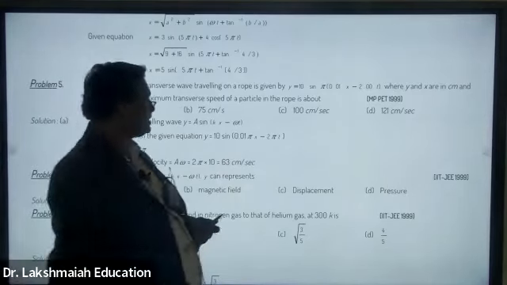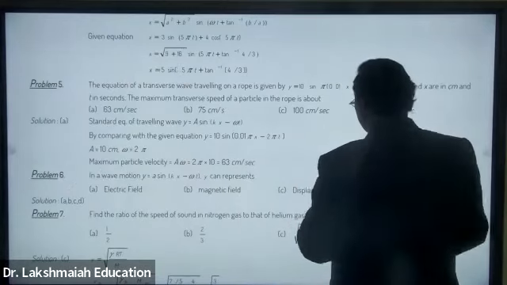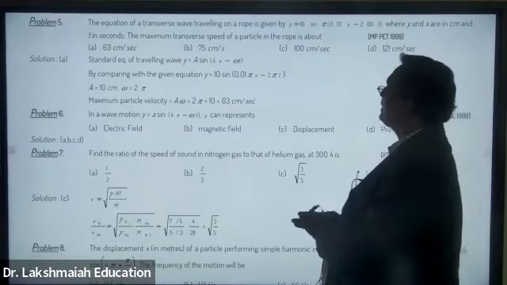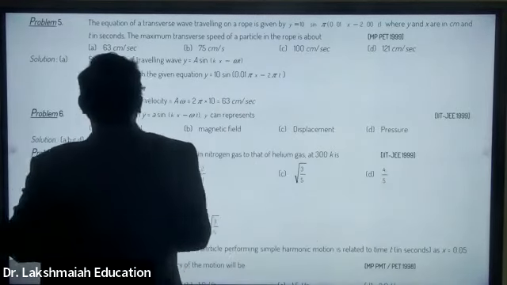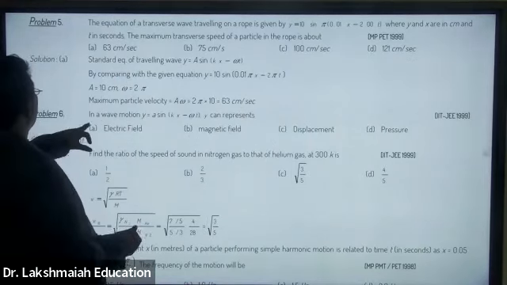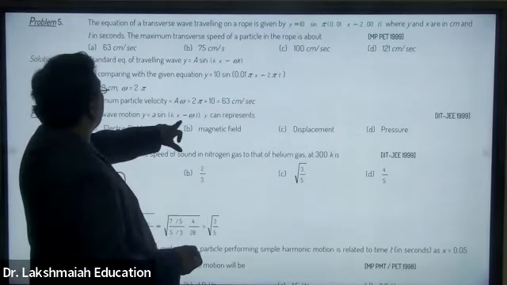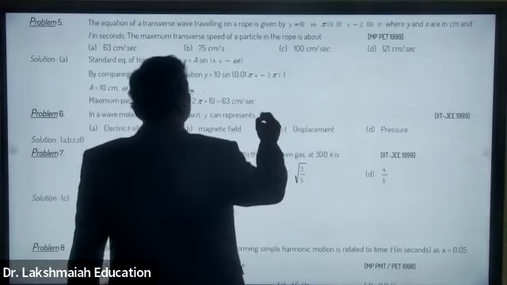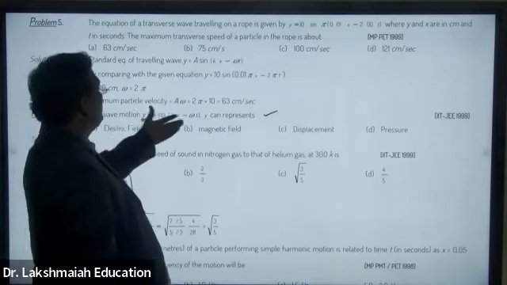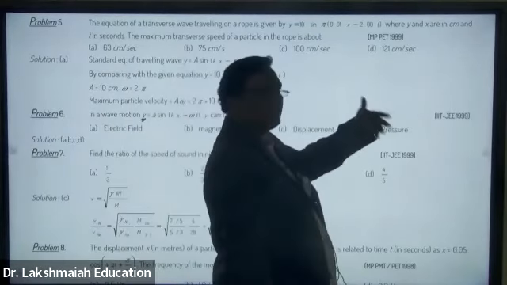So any one problem you can take. See, an IIT problem you can take. In the wave motion, y is equal to a sin(kx minus omega t). Y can represent electric field, magnetic field, displacement, pressure, anything. All these equations we can represent. Answer is A, B, C, D.